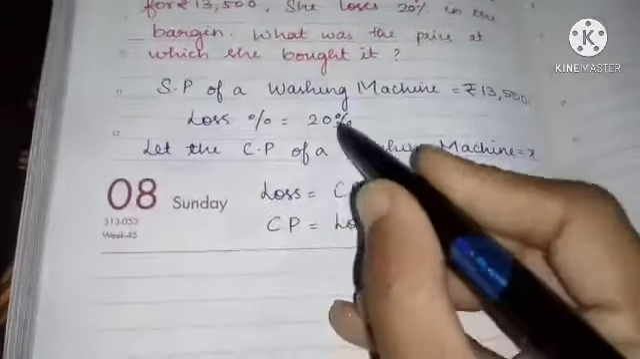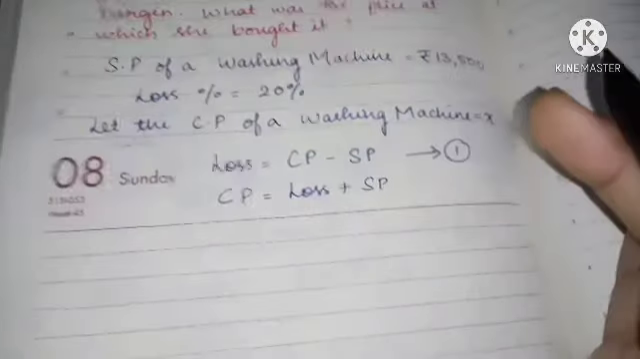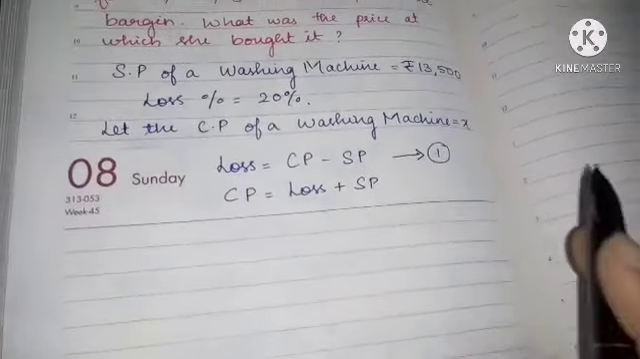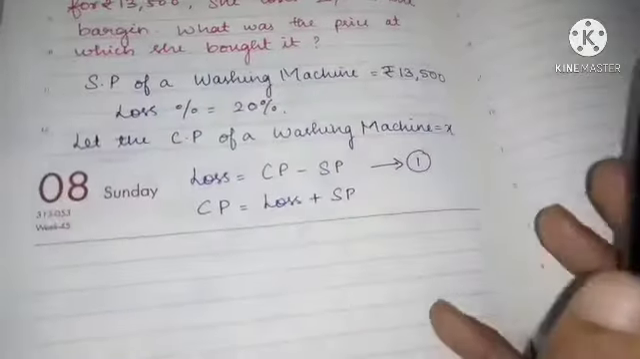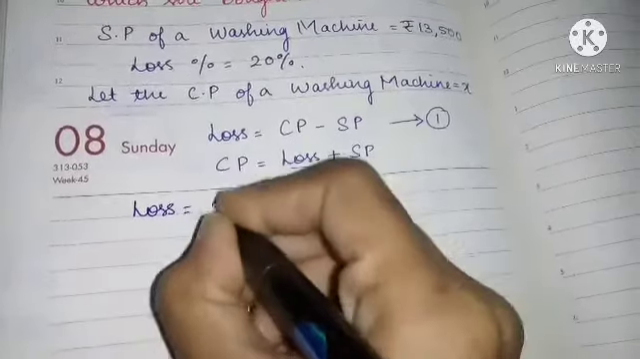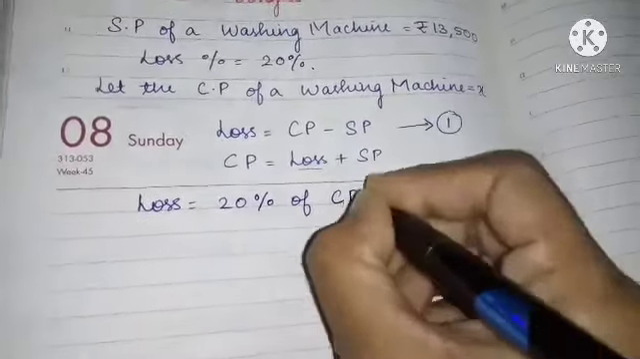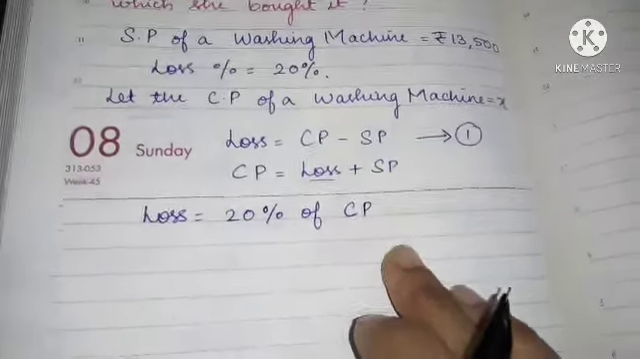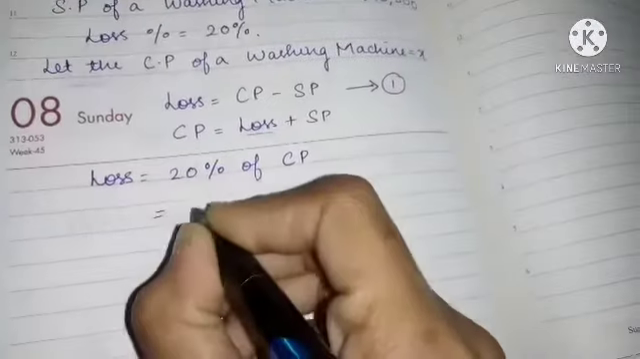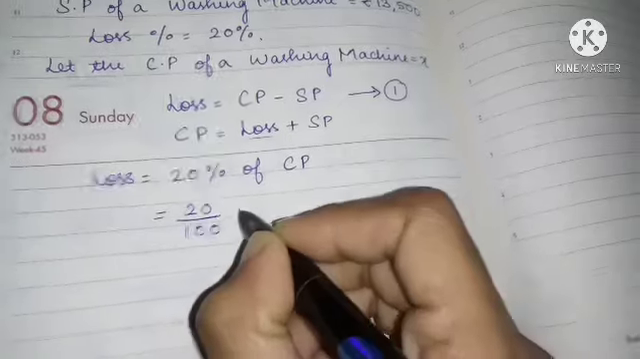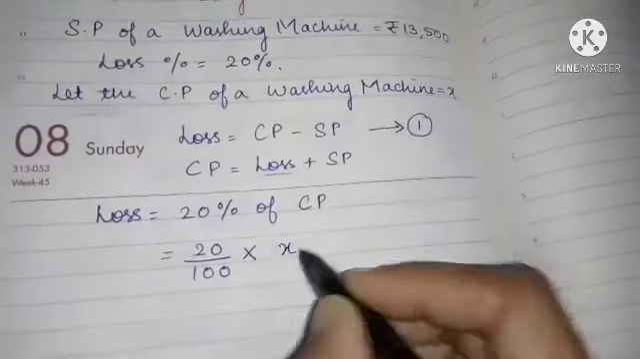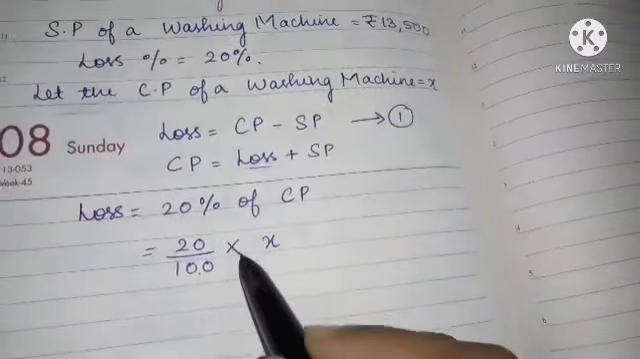Now you know the loss percentage, but you don't know the loss amount. Only the loss percentage is known, loss is unknown. Cost price is X, that you know. Selling price is 13,500. So we should find the loss amount now. Loss is nothing but 20% of cost price. 20% means 20 by 100, and of means into X.